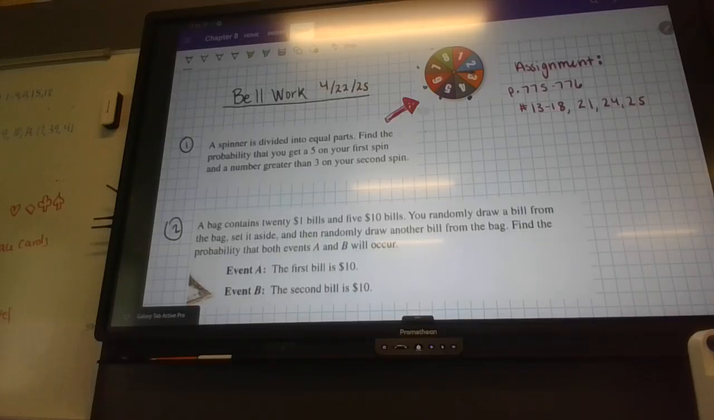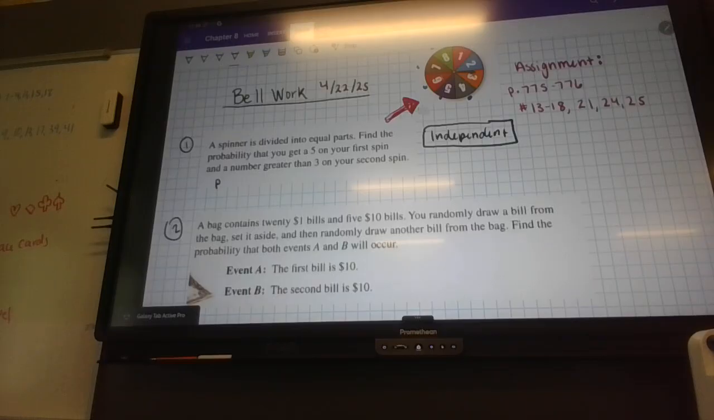The spinner is divided into equal parts. Find the probability that you get a 5 on your first spin and a number greater than 3 on your second spin. Now, this is an independent situation. A spinner does not change, okay? It stays the same spinner no matter how many times you spin it. So, whatever you get on your first spin, it starts fresh on that second spin. Still 1 out of 8 chance for each one of those numbers on the second spin. So, this is an independent situation.